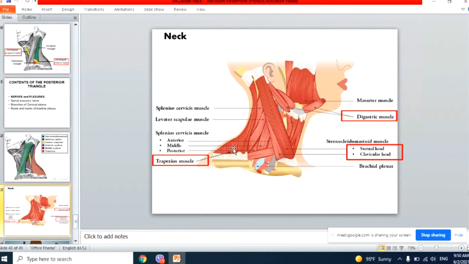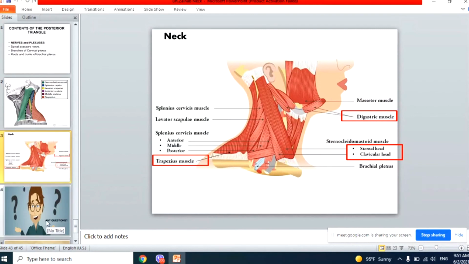So this big muscle at the back is the trapezius muscle. Here the scalene muscles: anterior, middle, and posterior. We have the sternocleidomastoid muscle with two heads: the sternal head attached to the sternum of the chest, and the clavicular head attached to the clavicle. Here the insertion point is the mastoid process. Here we have the digastric muscle, the anterior belly and posterior belly. These are the important muscles of the neck.